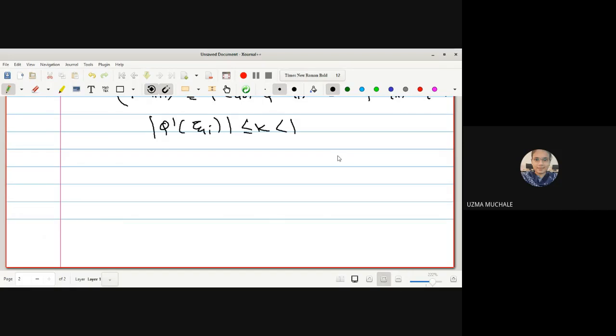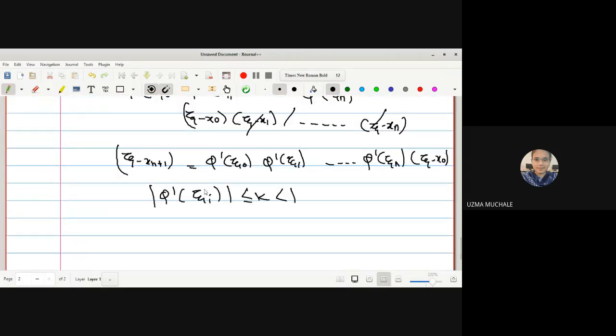Hence we have written phi dash of zeta i is less than or equal to k, or we can say it is less than or equal to 1. Instead of writing all this, these are each less than or equal to k. Hence we can write this equation, since we are writing in terms of inequality, by applying modulus: as these are n terms and every term is less than or equal to k, the result is k raised to n plus 1 into zeta minus x naught.